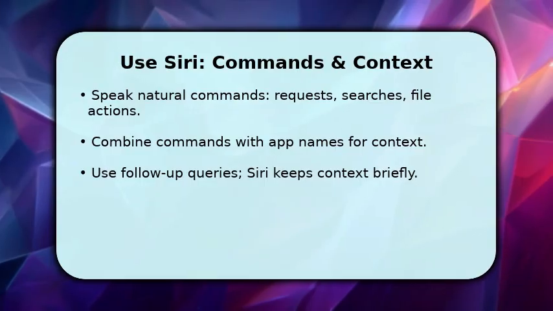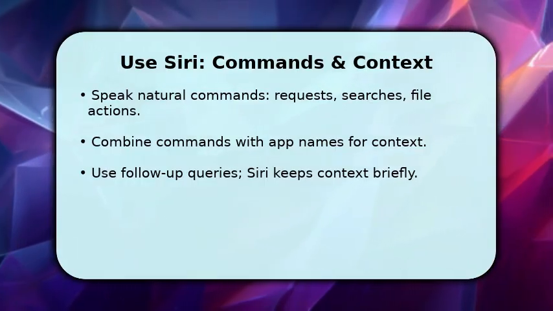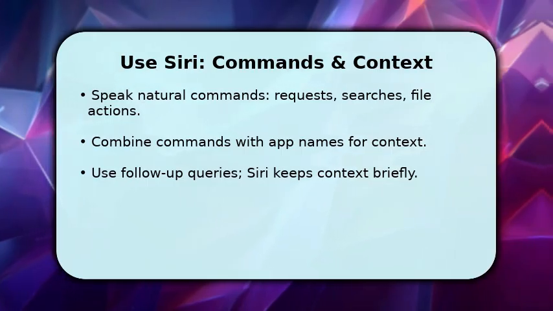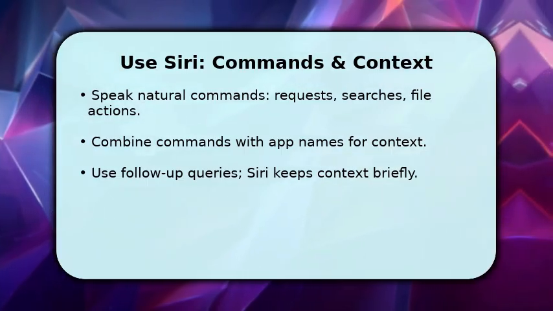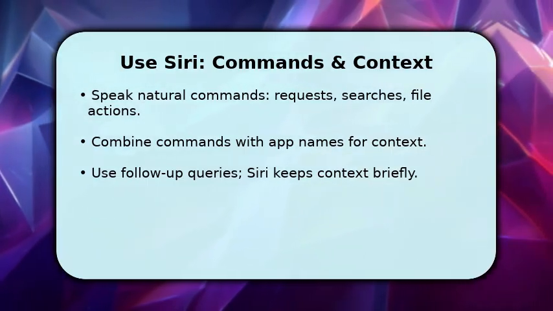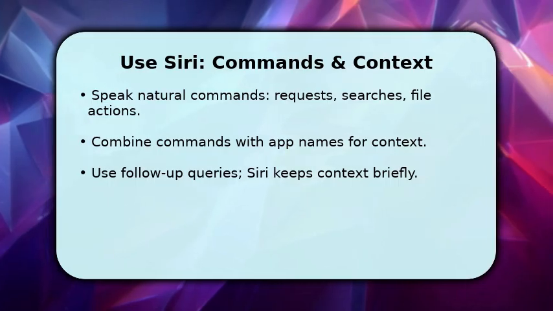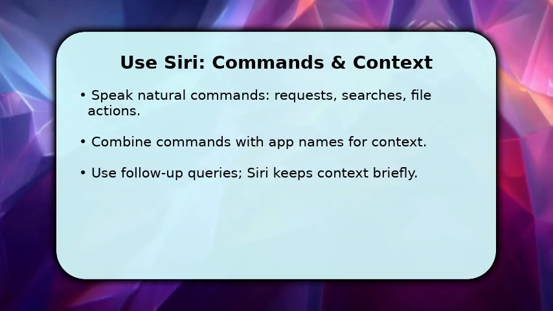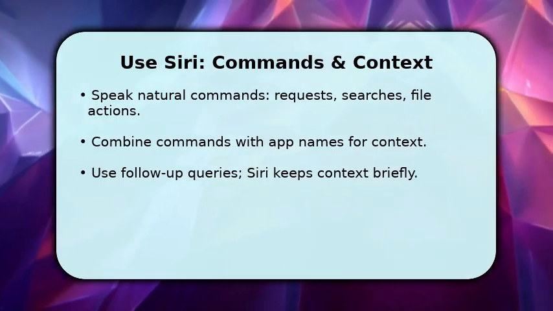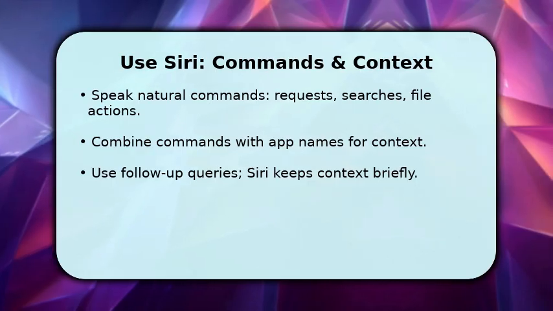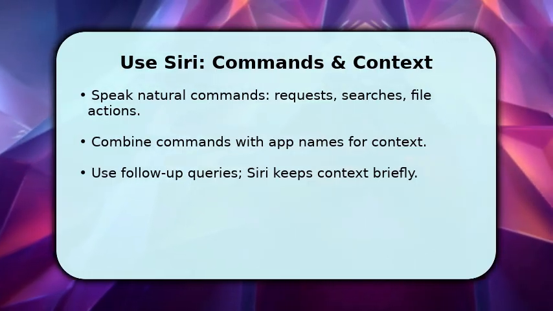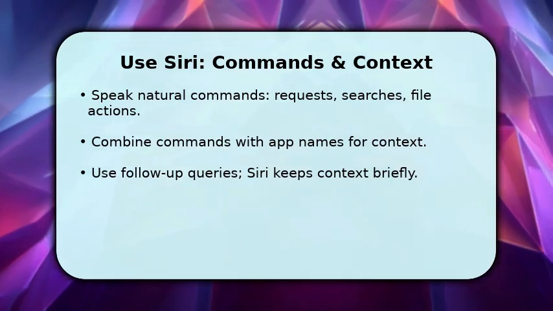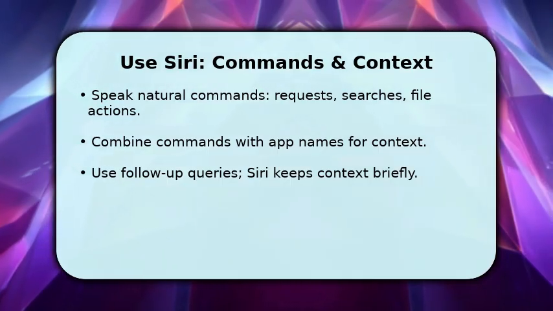Now practice issuing useful commands. Say concise, natural phrases like open mail and show unread messages or find files named Budget 2026 in documents. Make sure to include app names when you need context, for example, in Notes or in Finder. You can chain tasks, ask for a meeting note, then ask Siri to create a calendar event from it. Also try follow-up queries right after a response. Siri maintains short-term context, so you don't repeat full details.